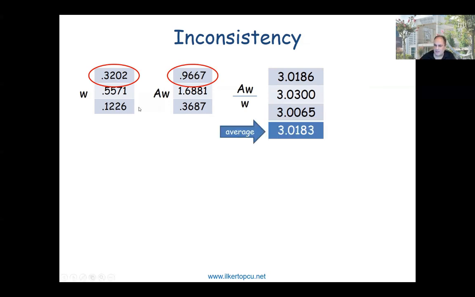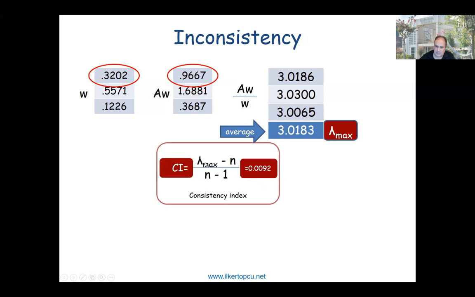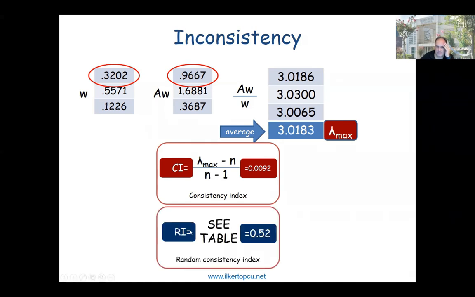And then we take the average of these ratios. It is called lambda max, the maximum eigenvalue. And then we use this lambda max in an equation like this: lambda max minus n, over n minus 1. Here n is 3, and lambda max is 3.0183. This is called the consistency index. For our problem, the consistency index is 0.92% or 0.0092.